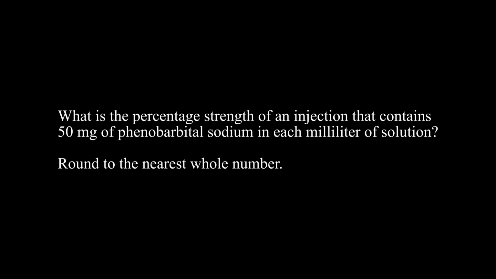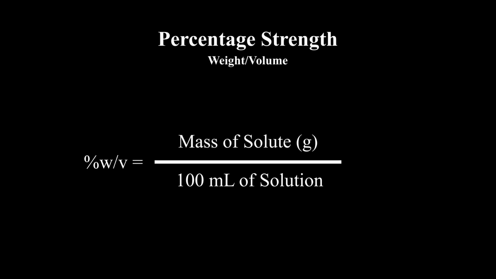So specifically, when you talk about percentage strength, and here you have phenobarbital, which is a solid and it's in a solution, so it's basically going to be percentage weight by volume. And percentage strength here is going to be the amount of grams that are present in 100 milliliters of the solution. So how many grams of the drug are present in 100 milliliters of the solution?